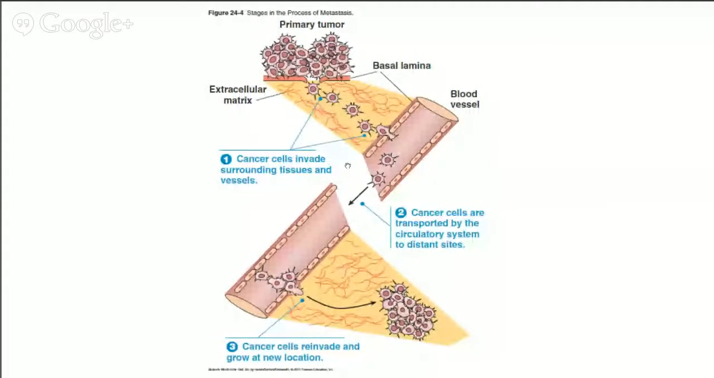Cancer cells invade surrounding tissues and vessels, and move through the blood vessel. Cancer cells are transported by the circulatory system to distant sites. Once they've reached a certain site, they will undergo a process called extravasation, and then the cancer cell will reinvade and grow at a new location.